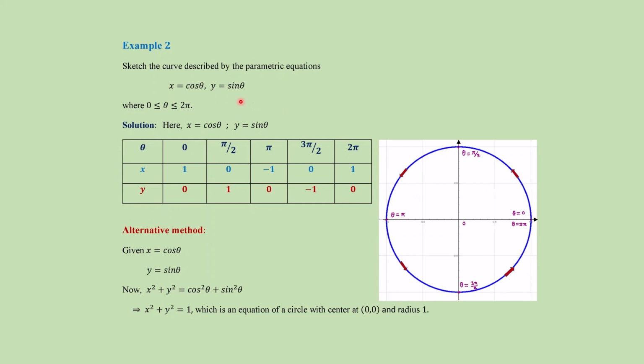Now you can draw this graph in another way, by converting this parametric equation to a Cartesian equation. That means x is cosine theta, y is sine theta. If you square them, x squared plus y squared is cosine squared theta plus sine squared theta, and we know this is 1. So x squared plus y squared equals 1, and this is the equation of a circle with center at (0, 0) and radius 1. So we will get the same graph.